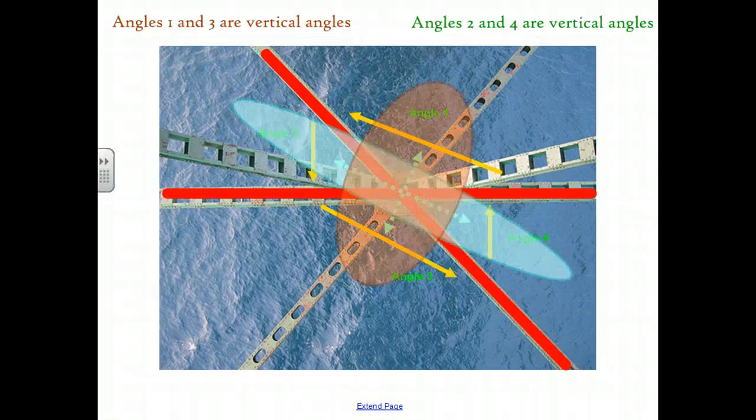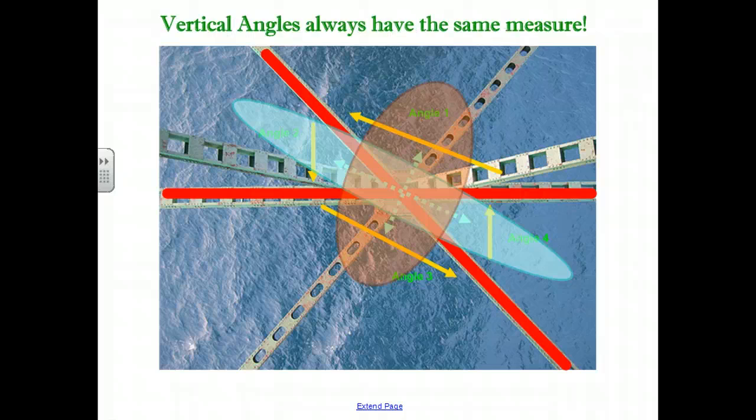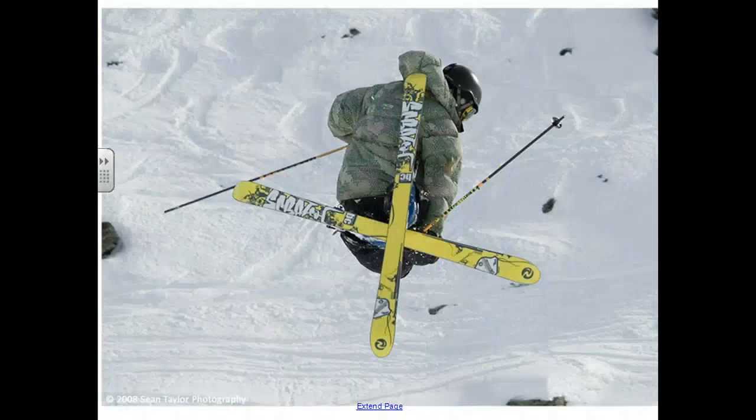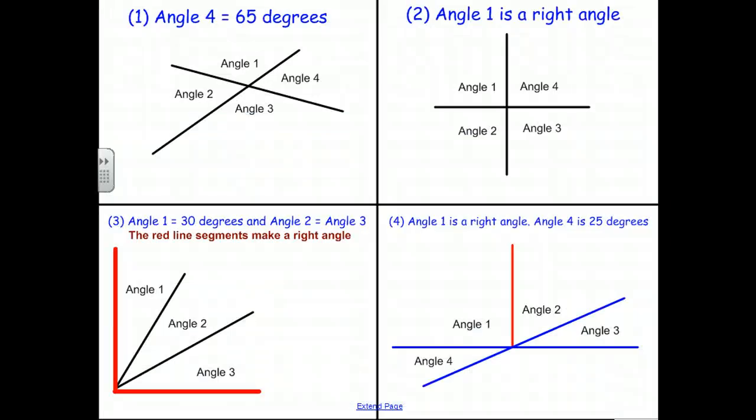And the other great thing about vertical angles is that they always have the same measure. Always. So whatever angle 1 is in degrees, that is what angle 3 is. And you can see vertical angles in a whole bunch of different places, like the supports of a bridge, or when a skier crosses their skis when they're up on a jump. That also creates vertical angles. So go ahead and look at these four problems using complementary and supplementary angles, and see what you can do in terms of finding out what the degrees of these angles are.